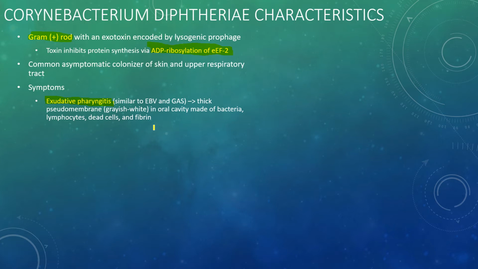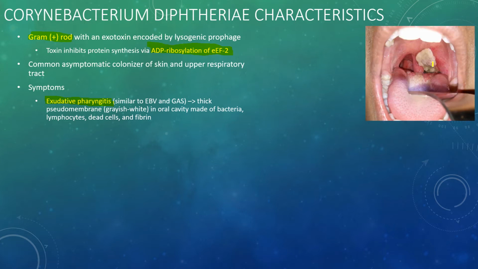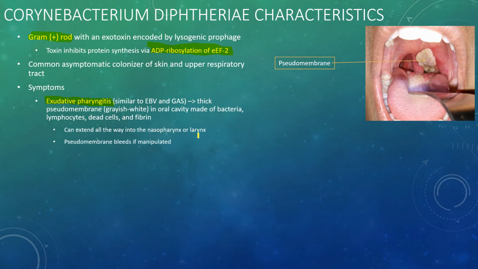dead cells, and fibrin. So this exudative pharyngitis can get worse and lead to this thick pseudomembrane, which you see here, and that forms in the oral cavity, and it's full of dead cells, lymphocytes, fibrin, so it's a really thick, stuck-on appearance. And it can extend all the way into the larynx or even the nasopharynx. So it can go into the back of the throat, or it can even go down into the oral cavity, the vocal cords, into the larynx. And the pseudomembrane is basically stuck on and attached to the mucosa, so it will bleed if you try to poke at it or manipulate it.